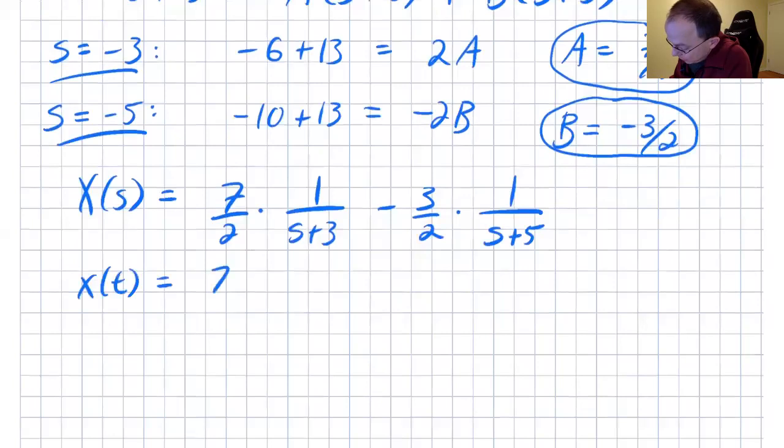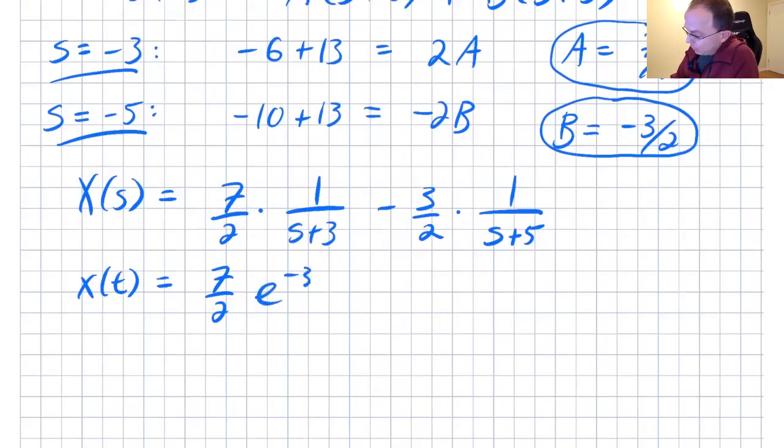We get 7/2 times the inverse Laplace transform of 1/(s+3). And if you look at your table, remember that the Laplace transform of e^(at) is 1/(s-a). Right? So remember, it's s minus a. So here, we would actually have e^(-3t). If I took the Laplace transform of this, I would get 1/(s+3).